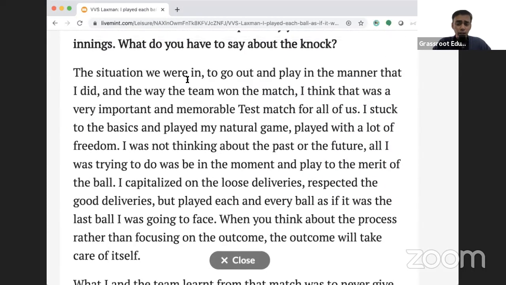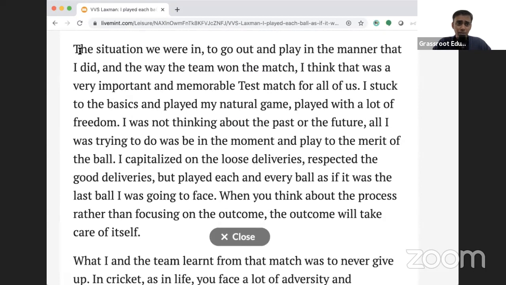So what does VVS Laxman have to say? The situation we were in, to go out and play in the manner that I did, and the way the team won the match, I think that was very important. Memorable. Memorable means sticking to memory, obviously in a pleasant way. This is a memorable incident. My graduation day was memorable because I met my old friends. Fondly remembering. I stuck to the basics. Stuck to the basics means you're focusing on the basics. You're not trying something fancy.